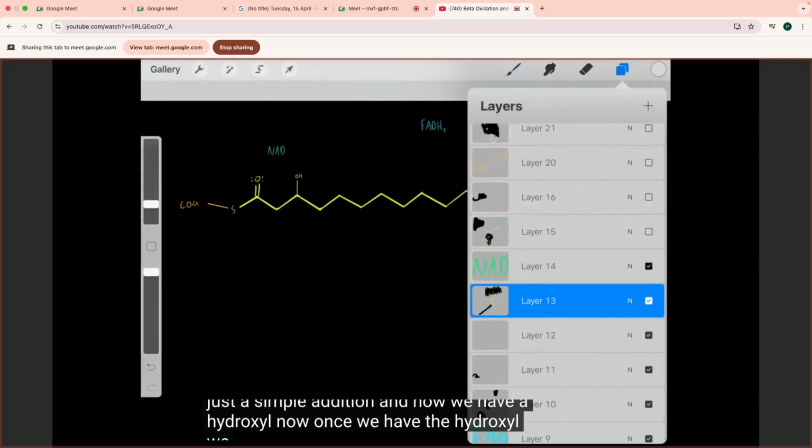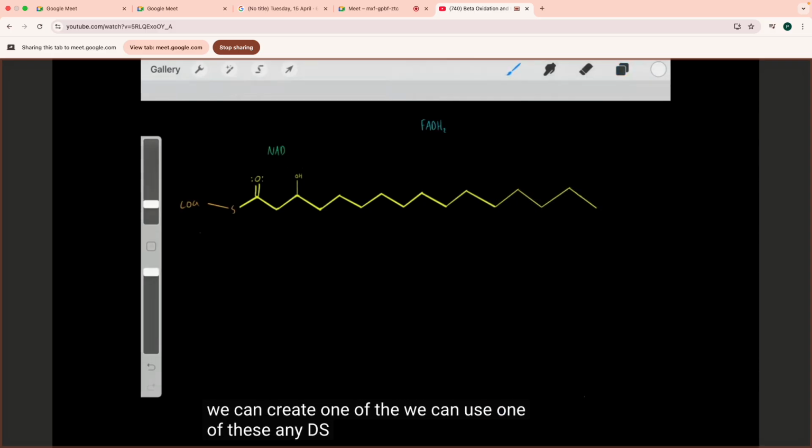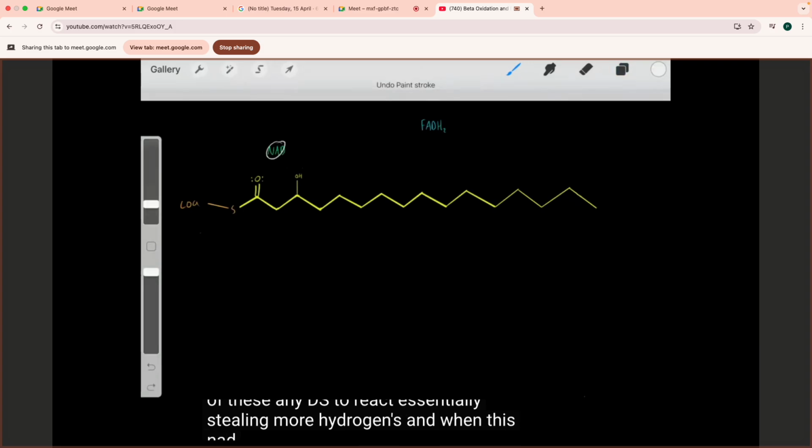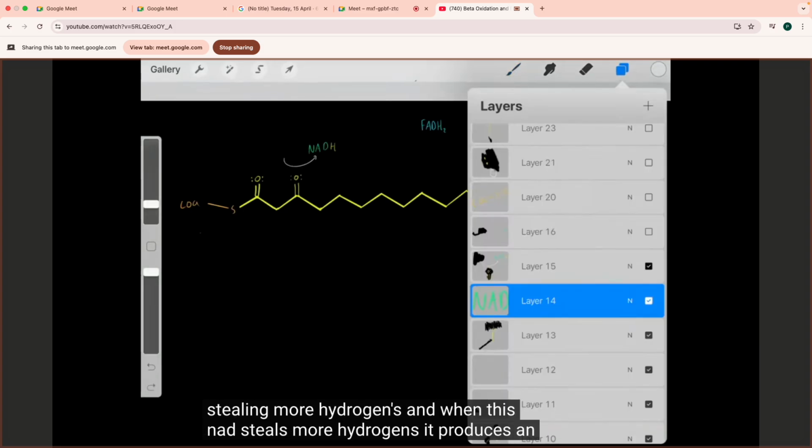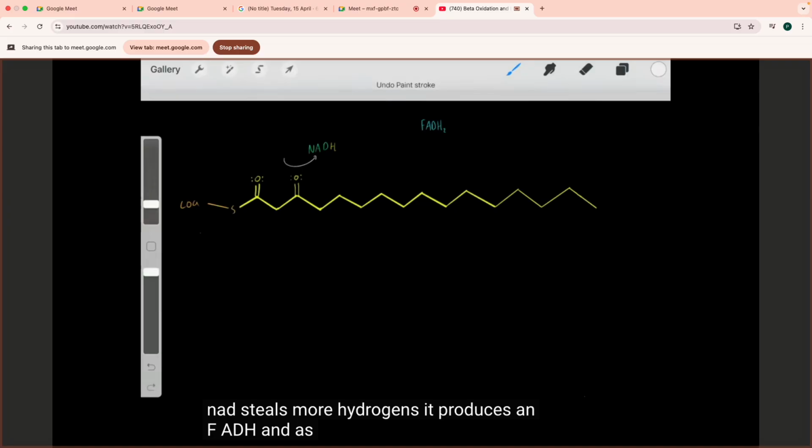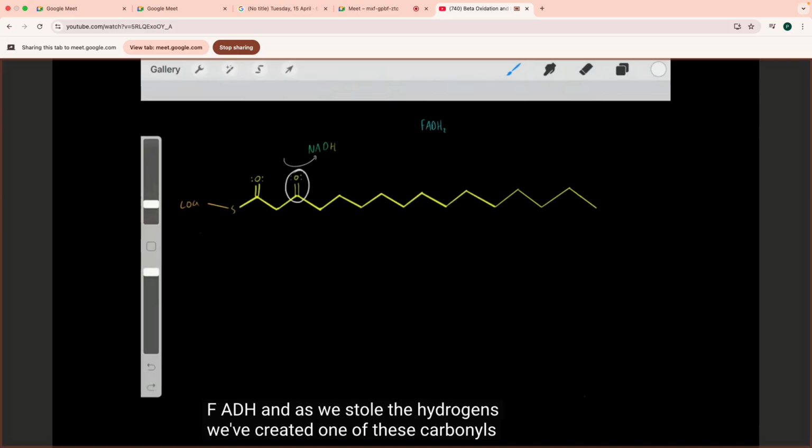Now, once we have the hydroxyl, we can use one of these NADs to react, essentially stealing more hydrogens. And when this NAD steals more hydrogens, it produces an NADH. And as we stole the hydrogens, we've created one of these carbonyls.